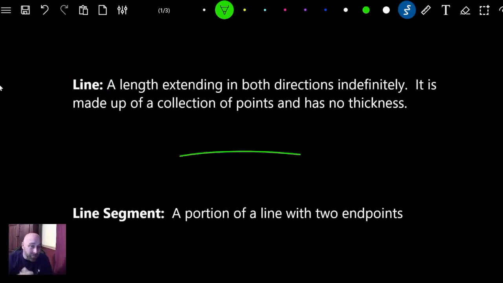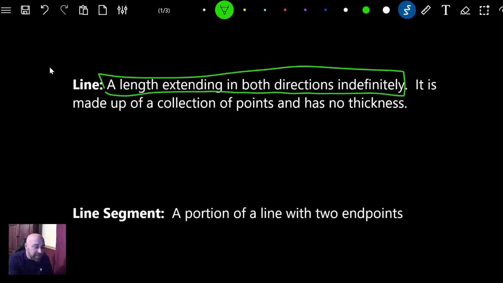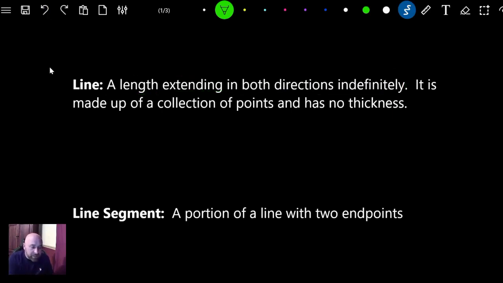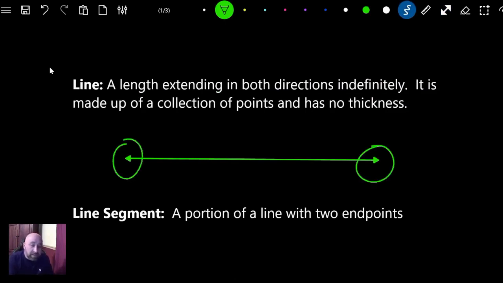Okay? That's not really a line. This is what we would call a line segment. A line, by definition, from Euclid in his book, The Elements, is a length extending in both directions indefinitely. So when we draw a line in geometry, we have to put an arrow on both ends of the line, okay? And those arrows tell us that it keeps going in both directions. It just keeps going forever and ever in both directions.